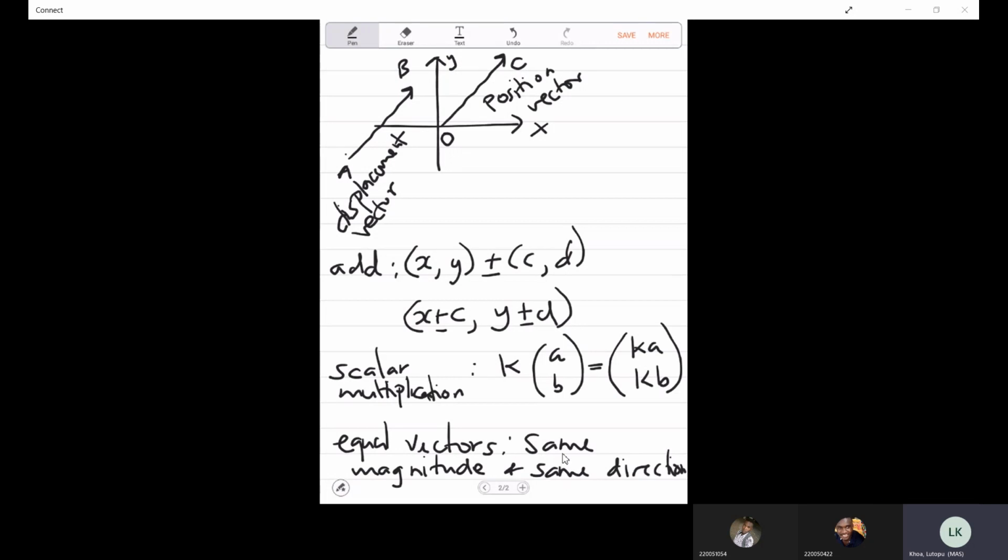Okay, so as I was saying, equal vectors have the same magnitude and the same direction. So these two vectors are equal, even though they are not at the same position. One is going from A to B, the other one is from O to C, but because their magnitudes are the same and they are in the same direction, therefore these two vectors are equal.